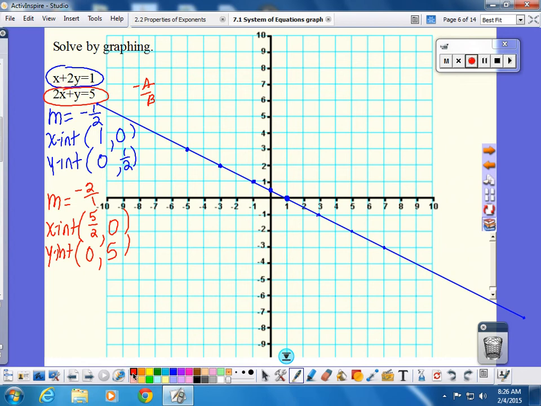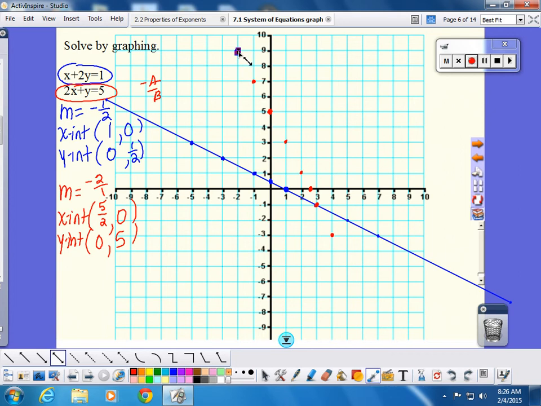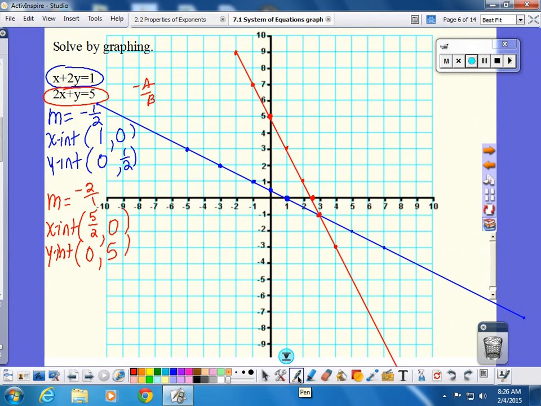Okay, my second line has an x-intercept of 2.5, a y-intercept of 5. I will go from the 5 up 2 and to the left 1, or down 2 and to the right 1. There it is right there. My point of intersection. Again, make our line stretch across the coordinate plane. And that is the graphing method, but what's our answer?